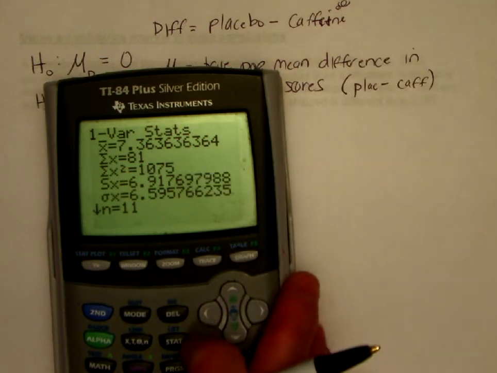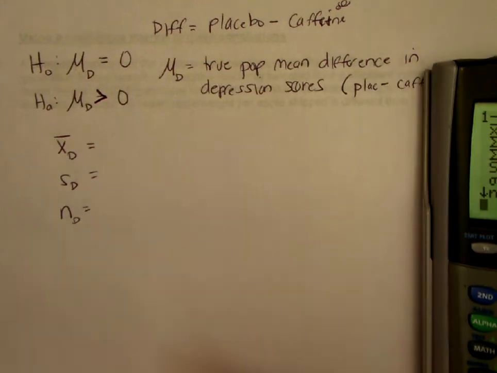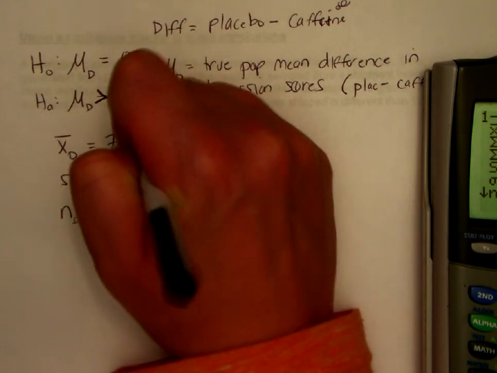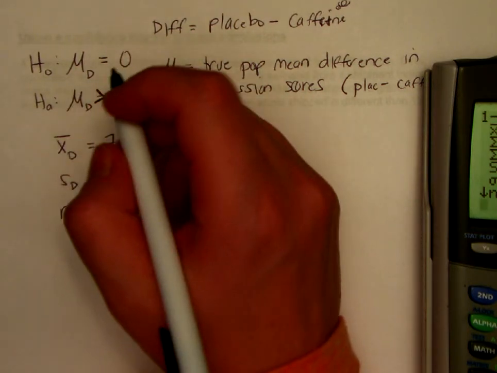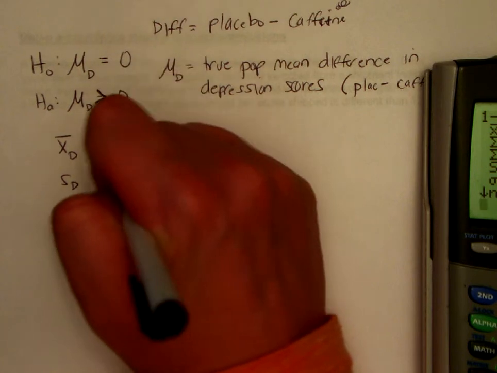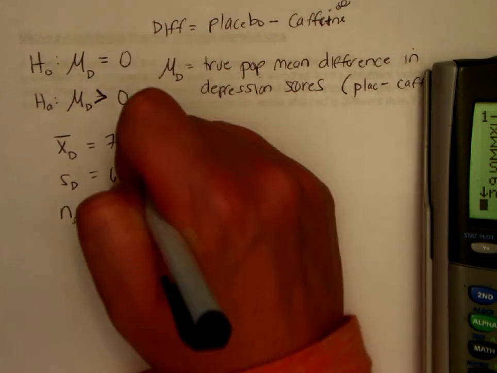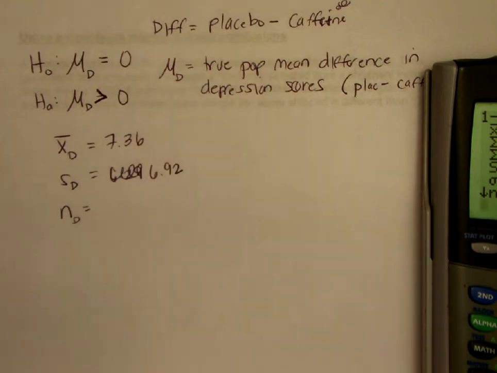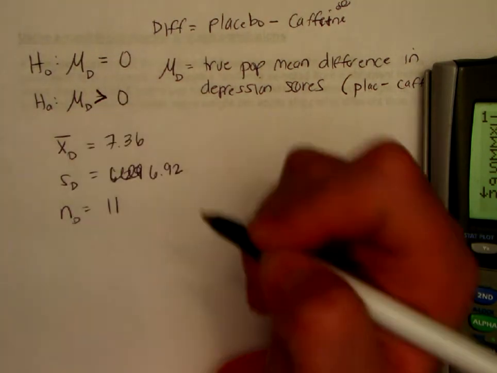Okay, so here we are. x bar is 7.36. Standard deviation is 6.92. And n is 11, so 11 observations there.